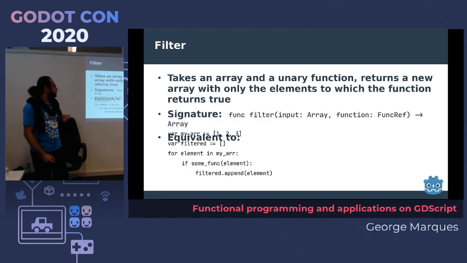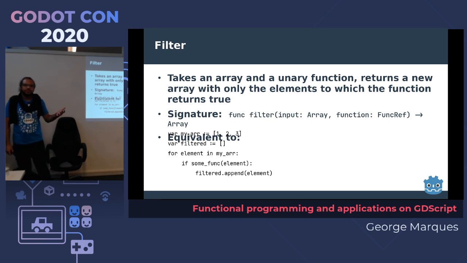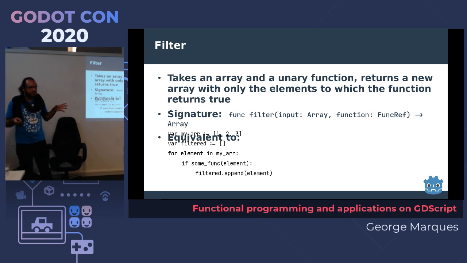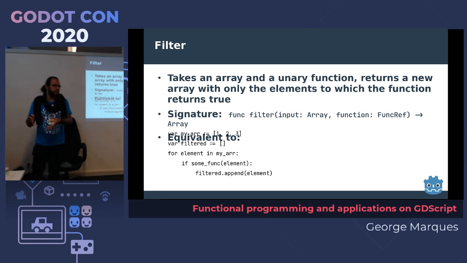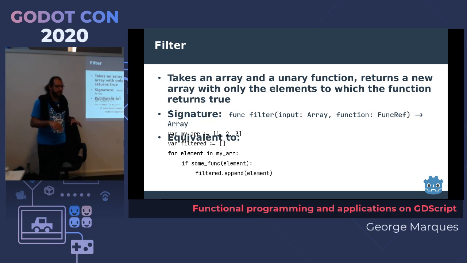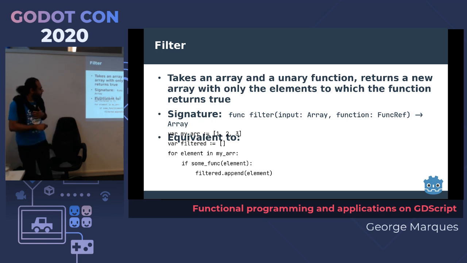Okay. So the filter function, the name is quite obvious about what it does, but essentially you have an array and a unary function, the same way as map, but instead you get a new array that only has the elements for which the function returns true. Otherwise, the element won't be in the new array. It's a bit hard to see because the formatting got weird, but essentially, you call some function, and only if this function returns true, then you append the element to the result. So the array can be smaller, with just the elements that pass.